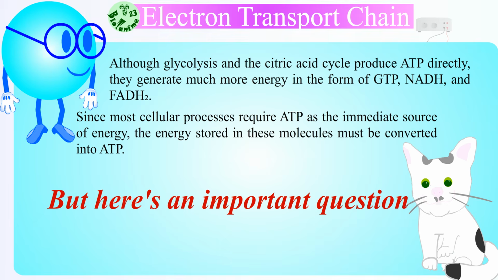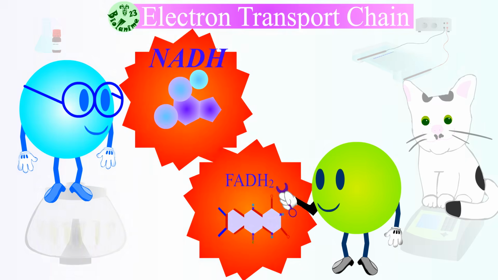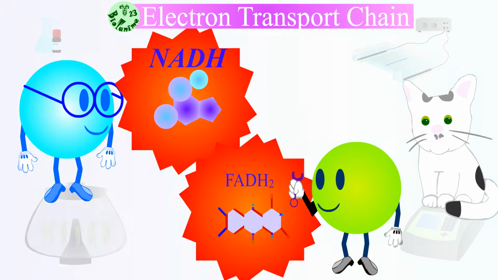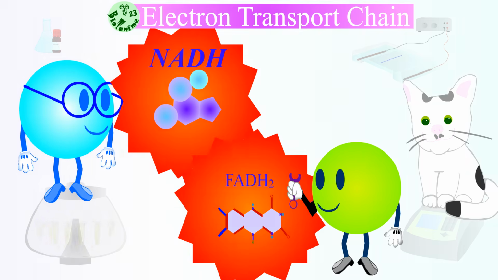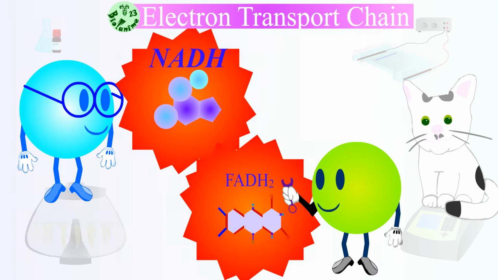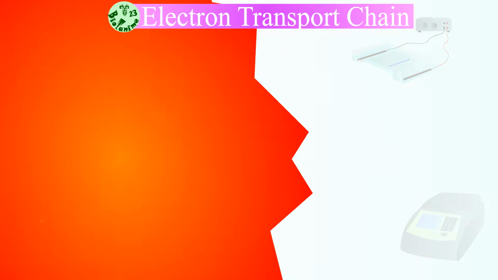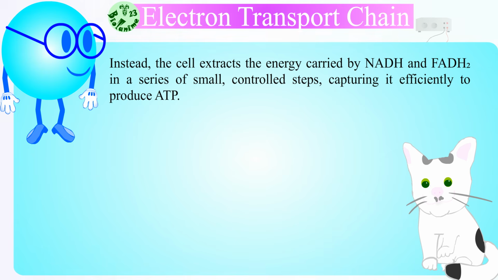But here's an important question. If NADH and FADH₂ already contain so much stored energy, why can't the cell simply use that energy to make ATP directly? The reason is that releasing all of that energy at once would be highly inefficient and could even damage the cell. Instead, the cell extracts the energy carried by NADH and FADH₂ in a series of small, controlled steps, capturing it efficiently to produce ATP.